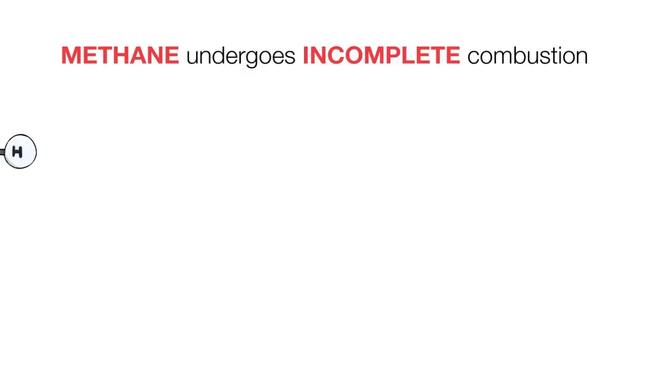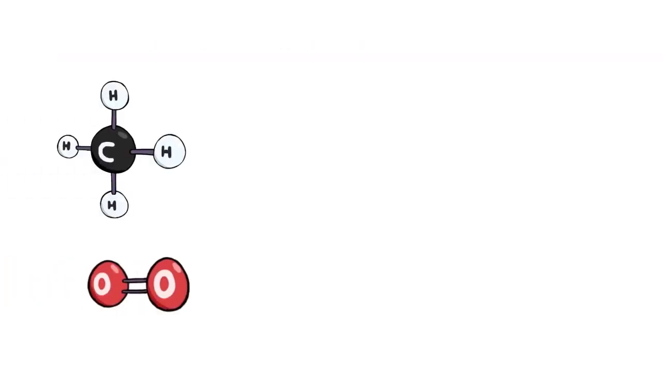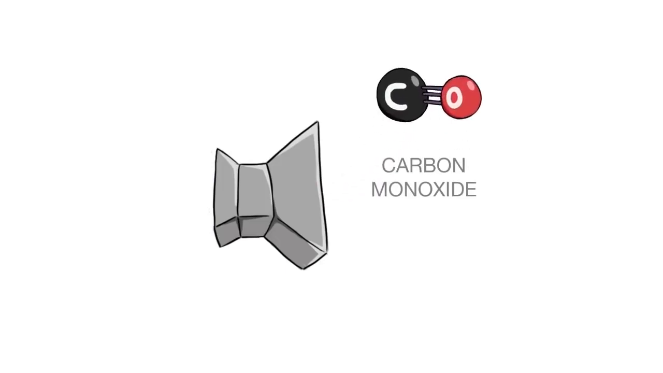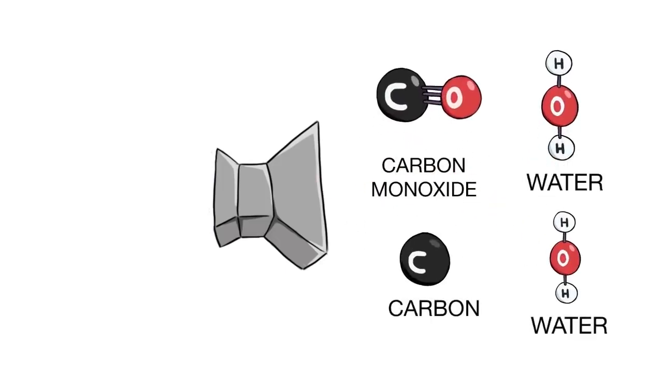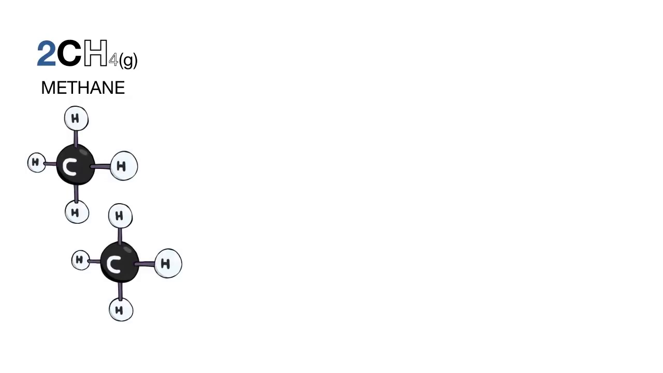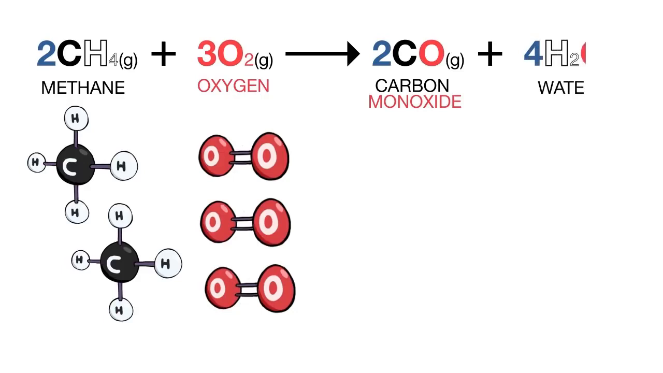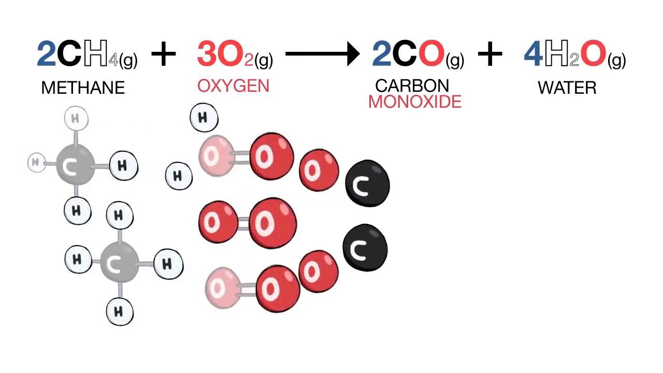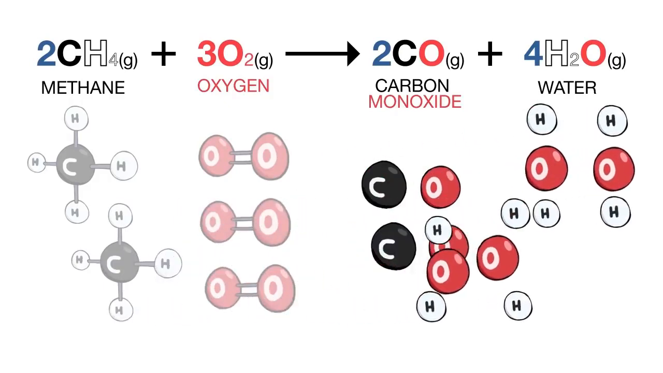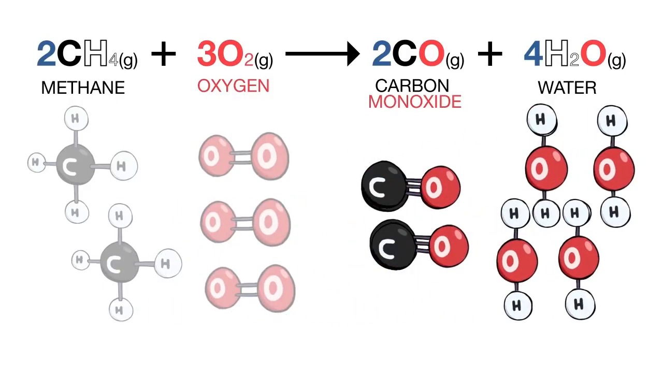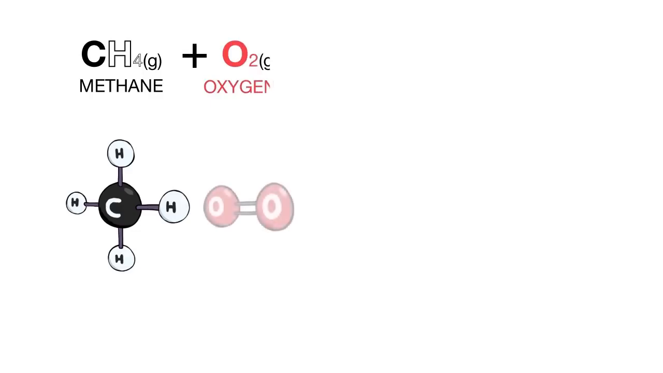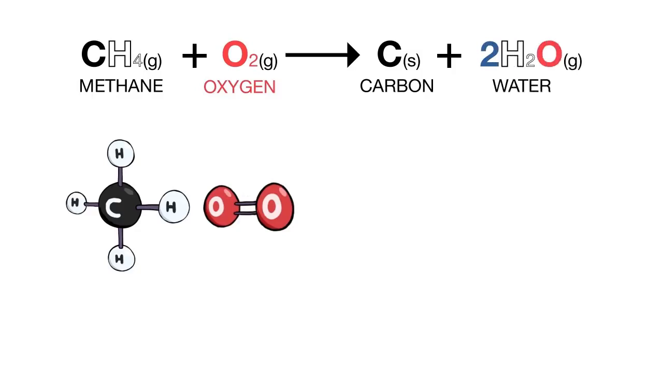When methane undergoes incomplete combustion, that's in a limited supply of air, it produces either carbon monoxide and water or carbon and water, as shown by the equations 2CH4 gas plus 3O2 gas gives 2CO gas plus 4H2O gas, and CH4 gas plus O2 gas gives C solid plus 2H2O gas.